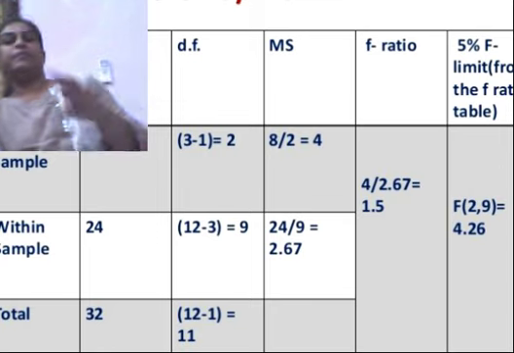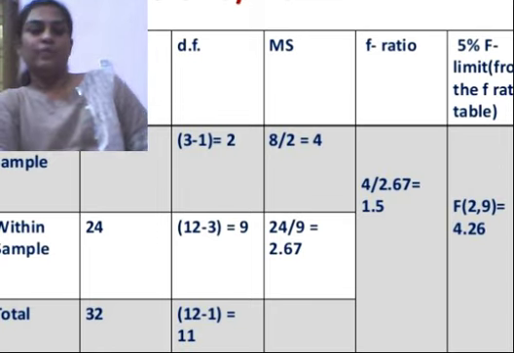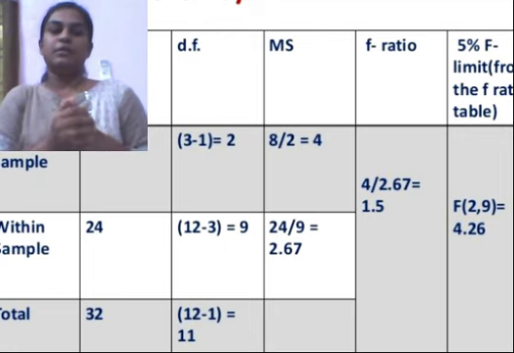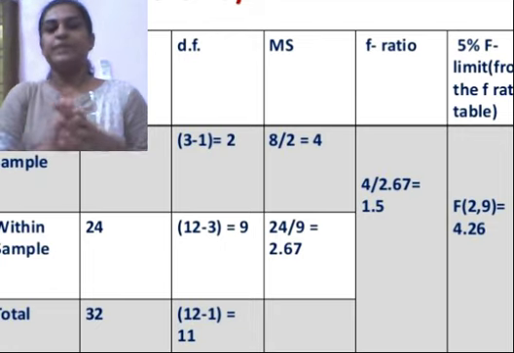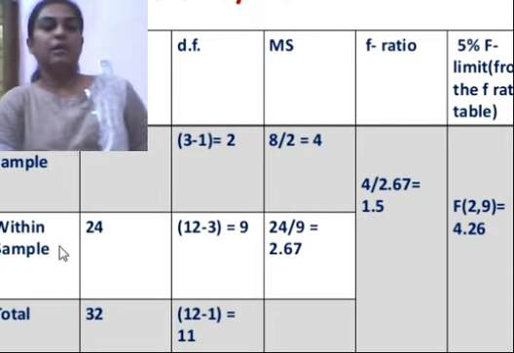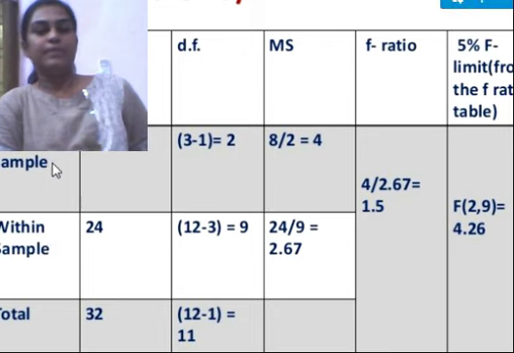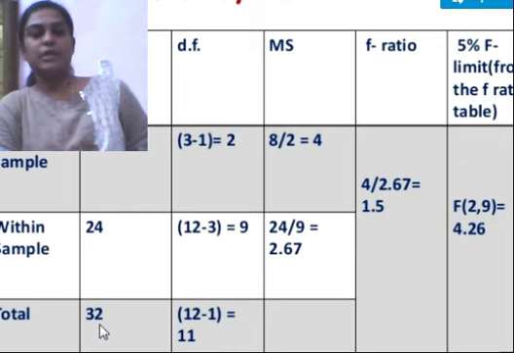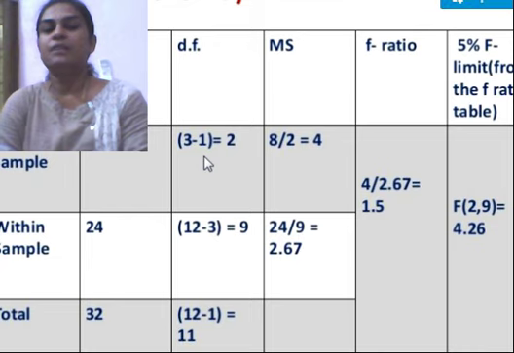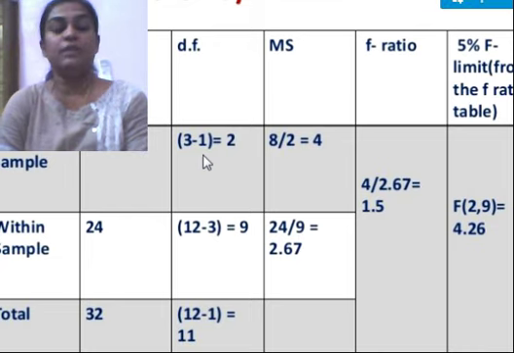Here is a brief look at the one-way ANOVA table. You observe the source of variation, SS, degrees of freedom, the total values, the F ratio, and the 5% F limit from the table. Between the samples the SS is 8, within the samples it is 24, and the total is the grand total, that is 32. Degrees of freedom are also calculated: 3 minus 1, because we considered 3 variables, so 3 minus 1 equals 2.